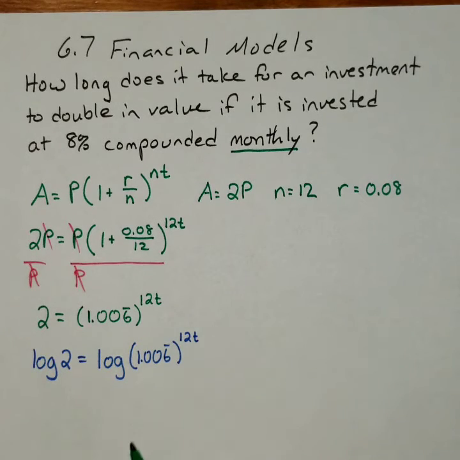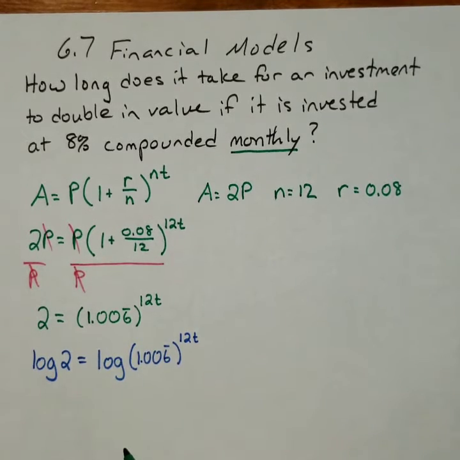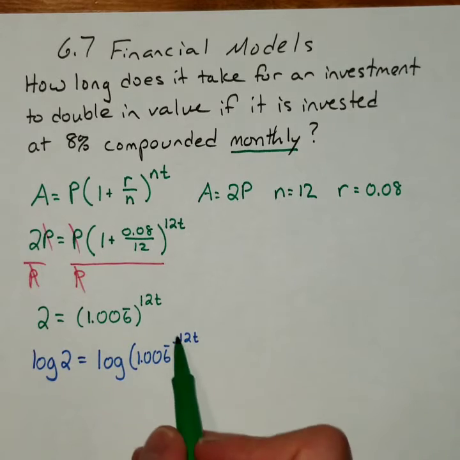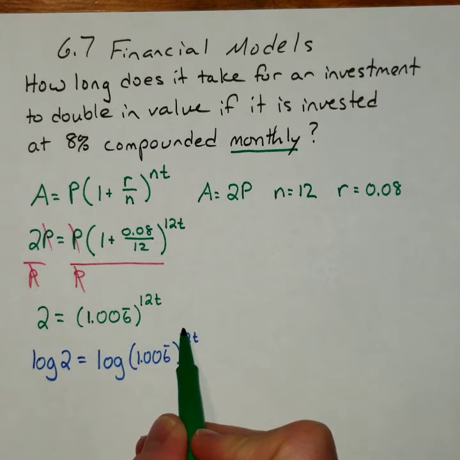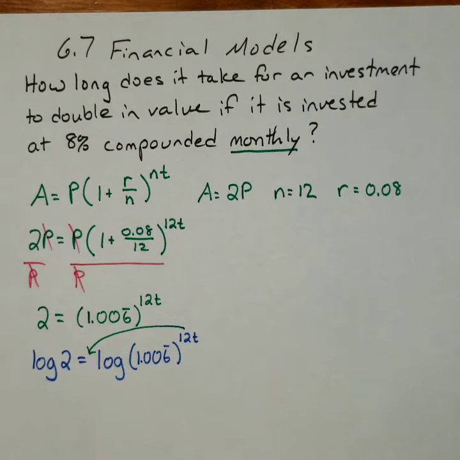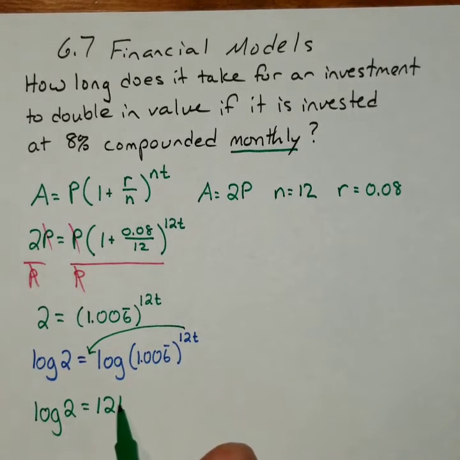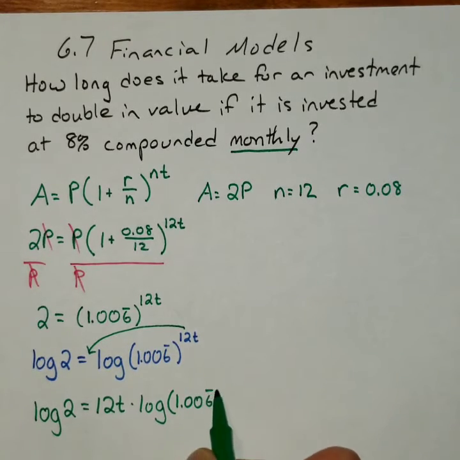I'm going to utilize one of the properties of logarithms. It was property number 9 on our list of 10 commandments. The one that says the exponent on the inside of a log comes out front as a coefficient. And so now I have log of 2 equals 12t times the log of 1.006 repeated.